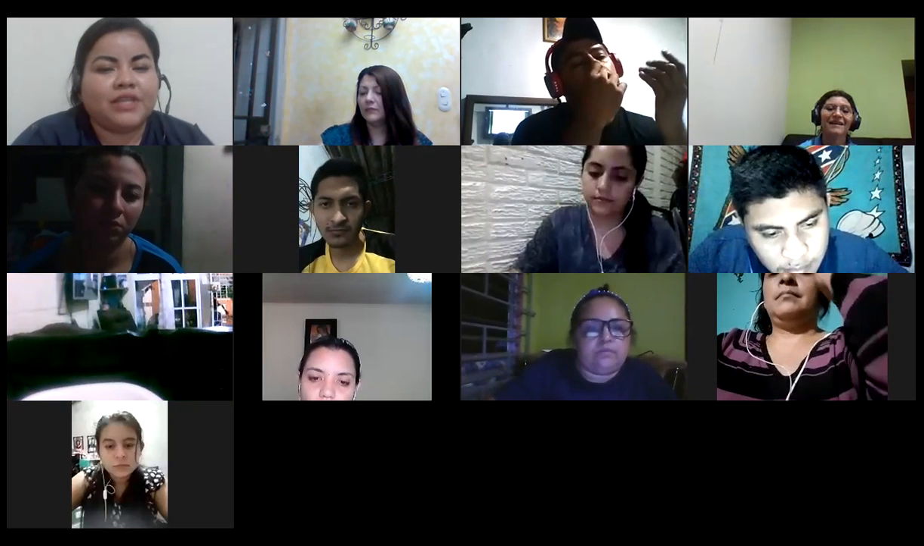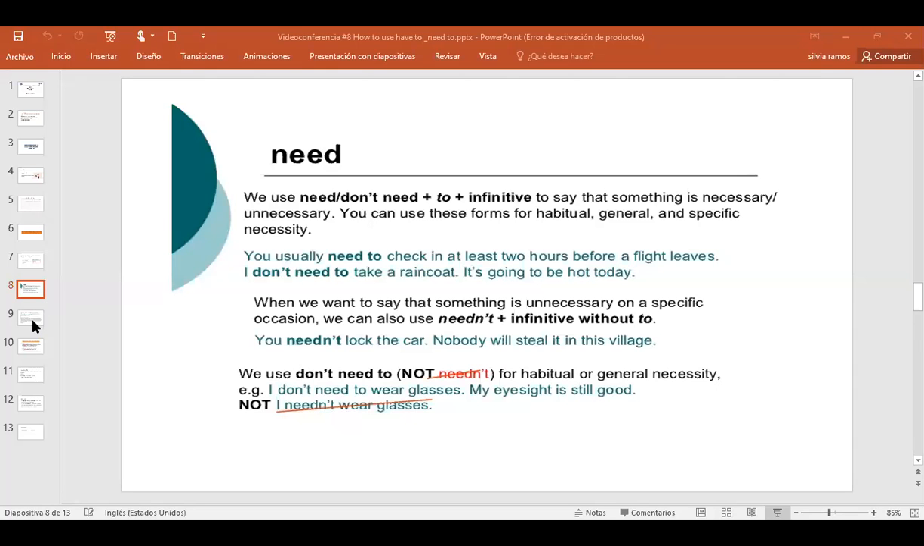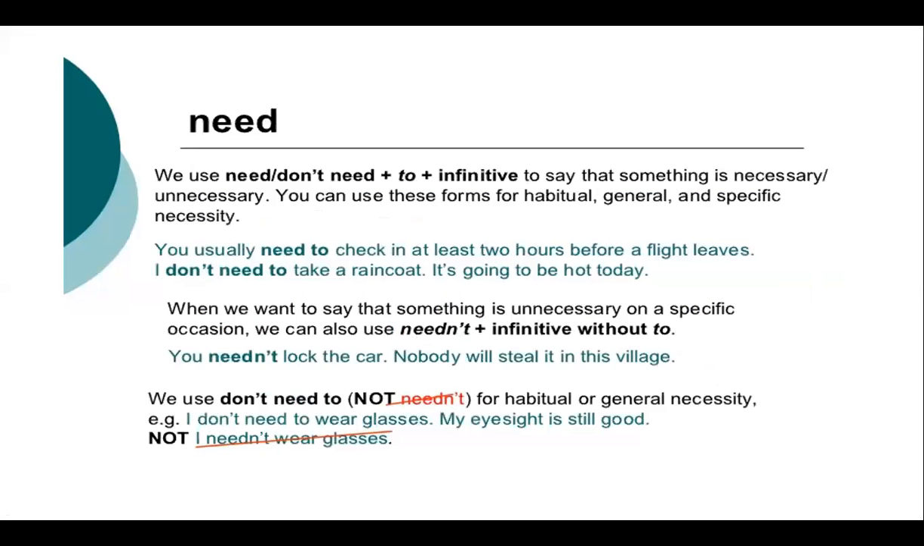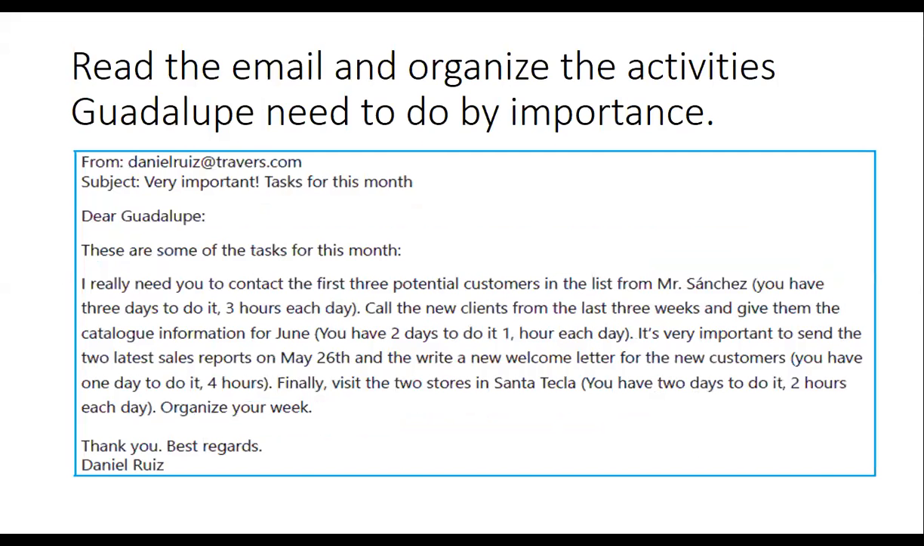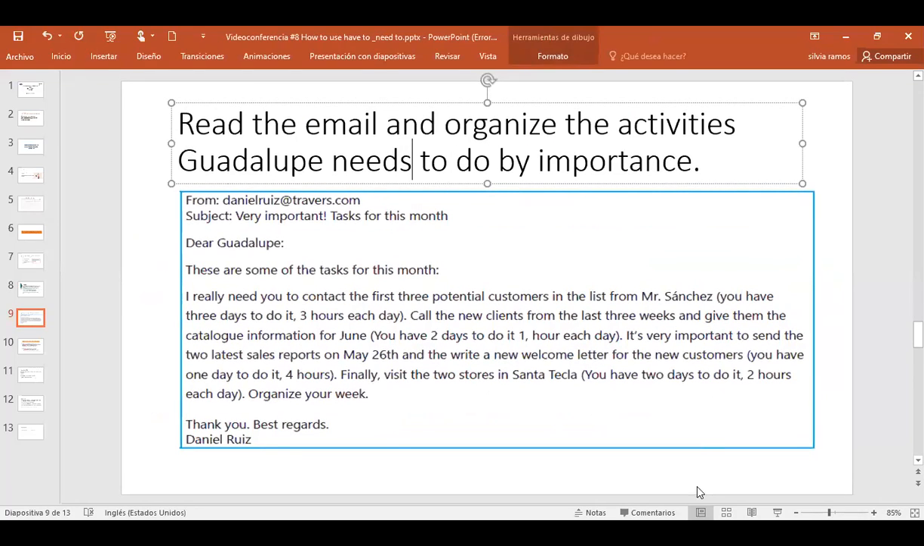We haven't finished with Nietzsche yet. Esto solamente era un repaso para ver si entendíamos. Let's continue. Now, we have an email here. Can you look at my screen? We have an email. It says, read the email and organize the activities Guadalupe needs to do. Uy, qué feo. Needs to do by importance.